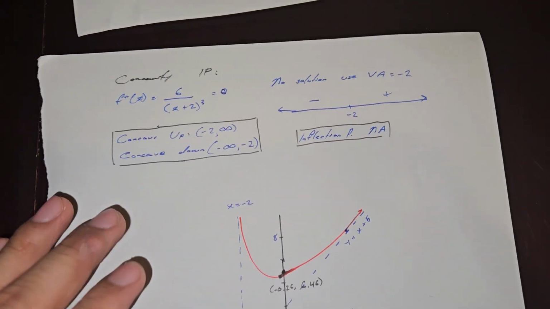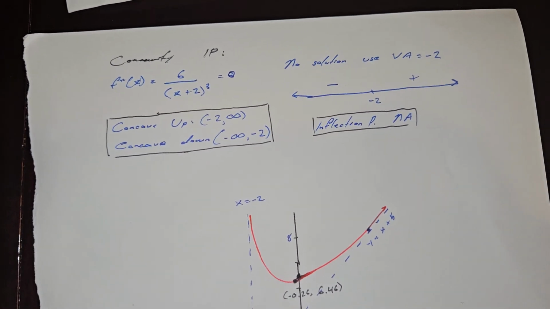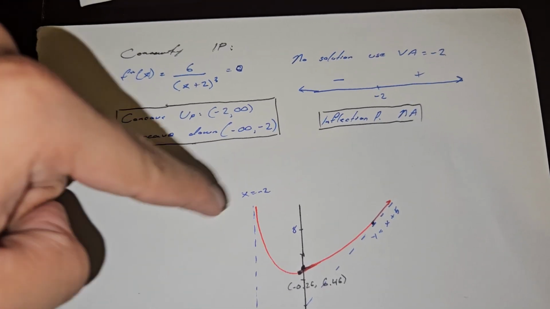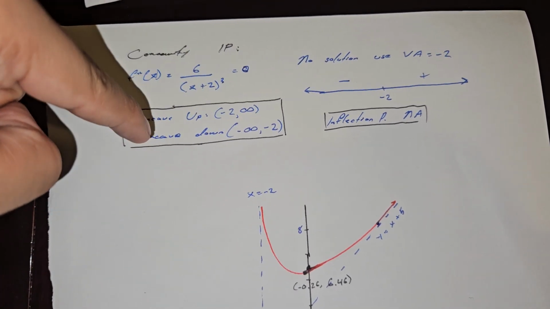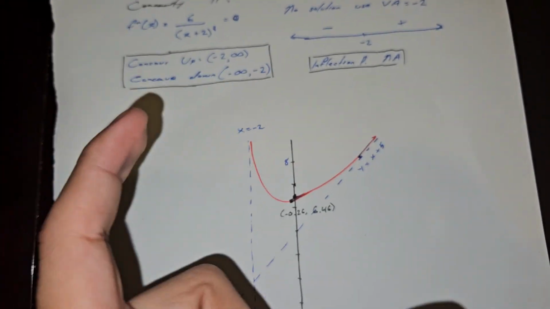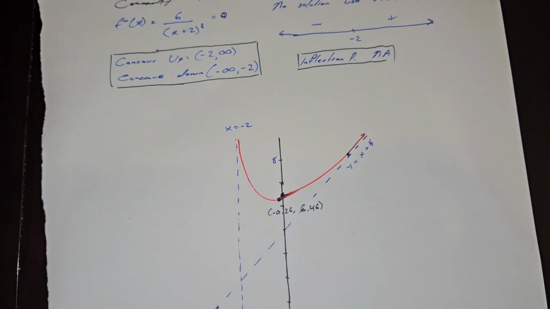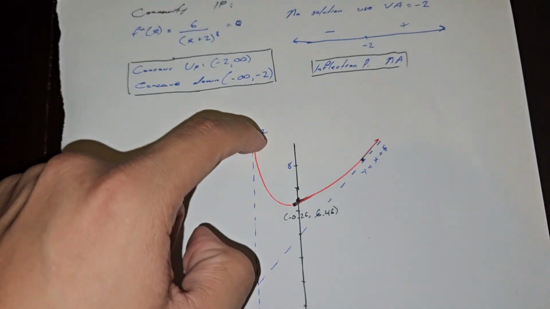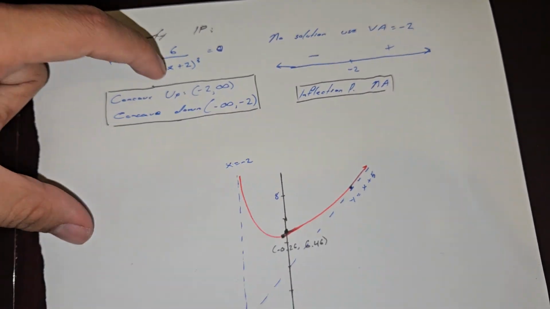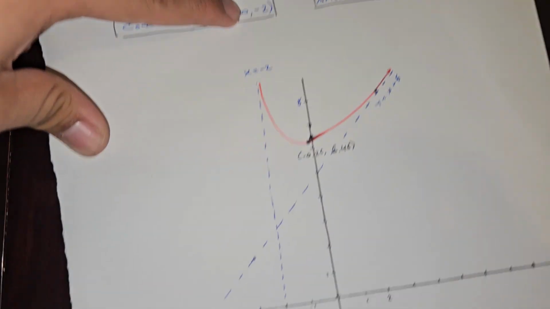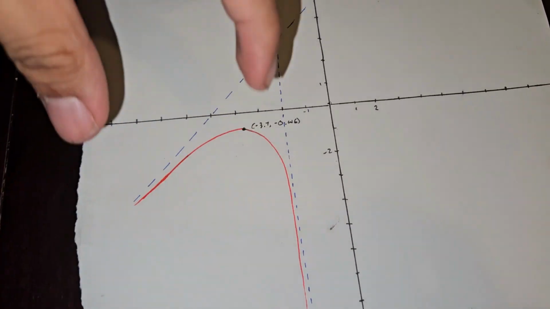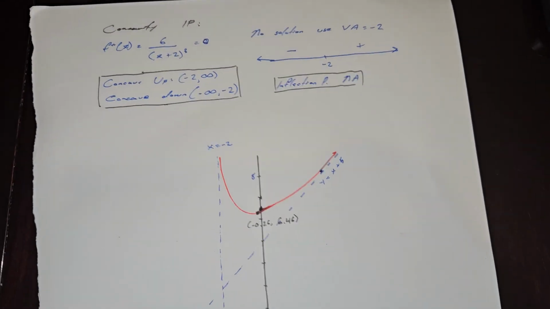Now let's go on to concavity. It goes concave up like that, from negative 2 all the way to infinity. It's concaving up, right? So that is what that means: concave up from negative 2 all the way to positive infinity. And it's concaving down like that, from negative infinity all the way to negative 2. That's what that is telling us.